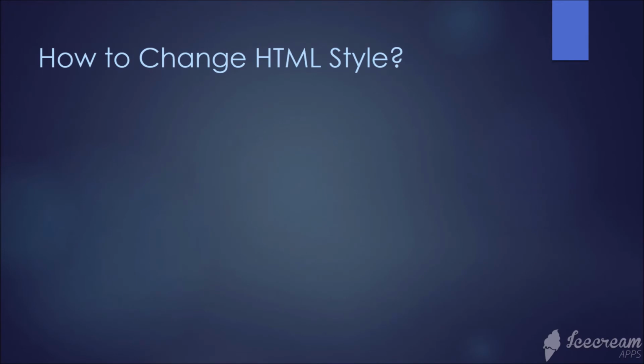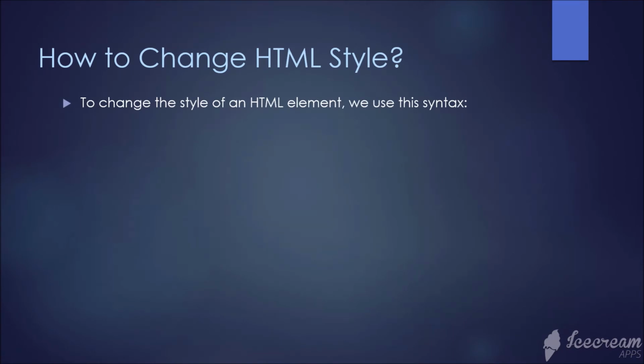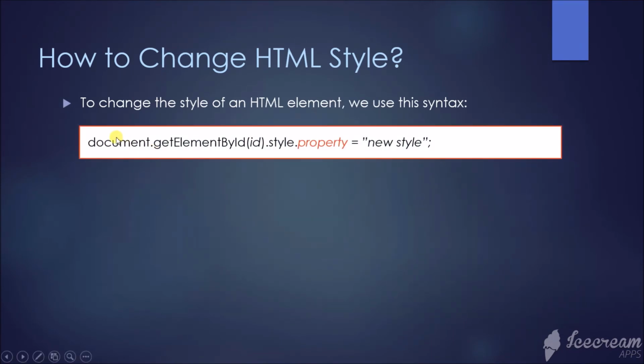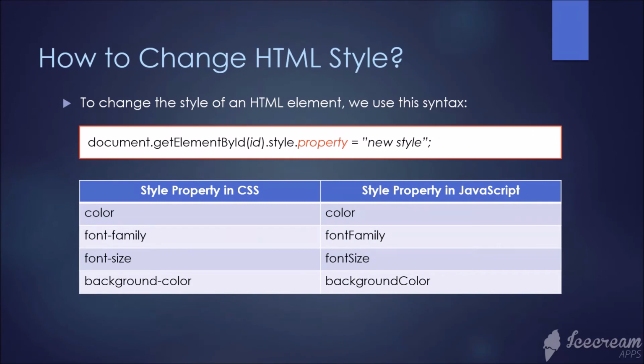Okay, the next is how to change HTML style. To change the style of an HTML element, we use the syntax document.getElementById style, then the property equals to the new style that you want to set. Okay, so regarding the property, this is basically yung mga CSS property but making it camel case. Okay, so we have here yung mga samples natin.